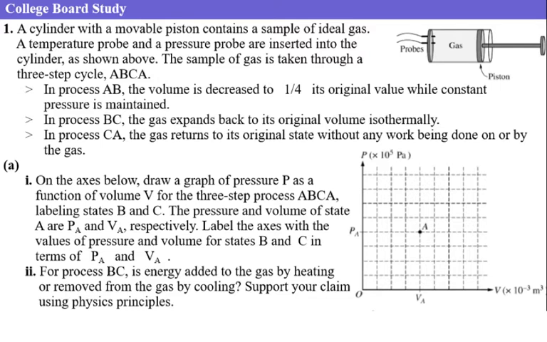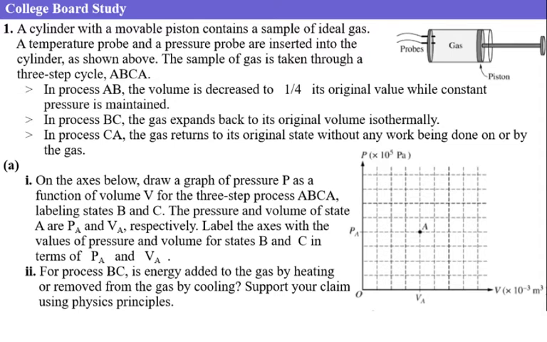A temperature probe and a pressure probe are inserted into the cylinder as shown on the right. The sample of gas is taken through a 3-step cycle A, B, C, and then back to A. The process AB, the volume is decreased to 1/4 its original volume, while constant pressure is maintained. In process BC, the gas expands back to its original volume isothermally. And in process CA, the gas returns to its original state without any work being done on or by the gas.